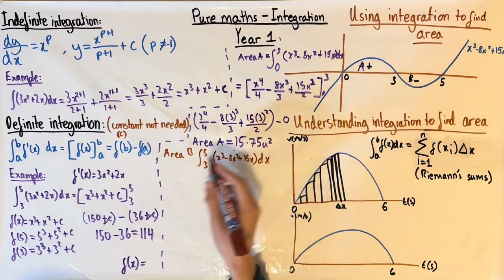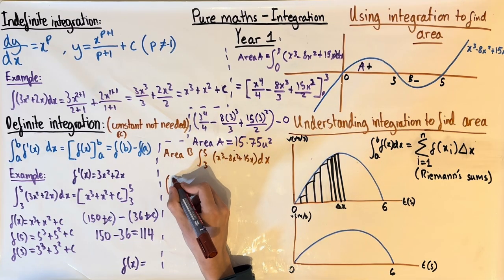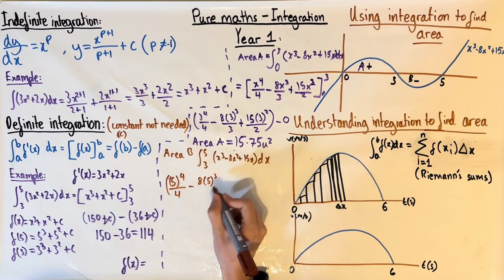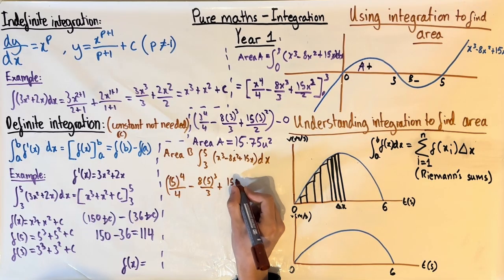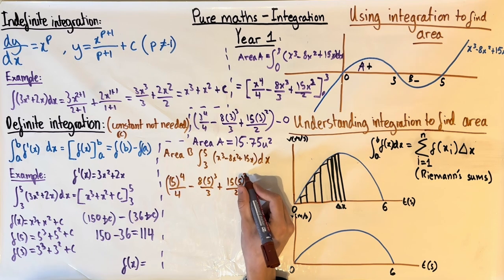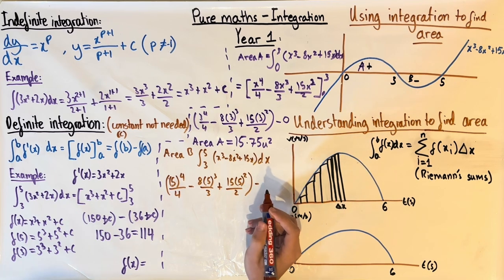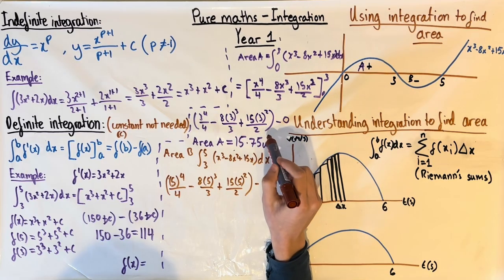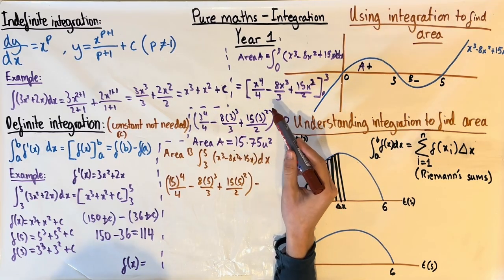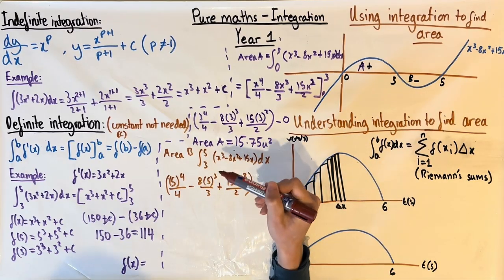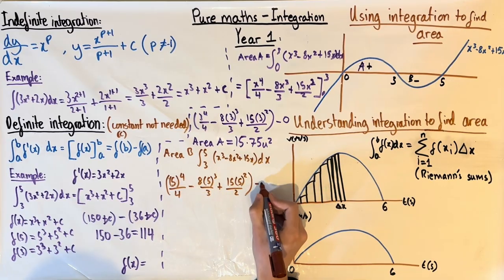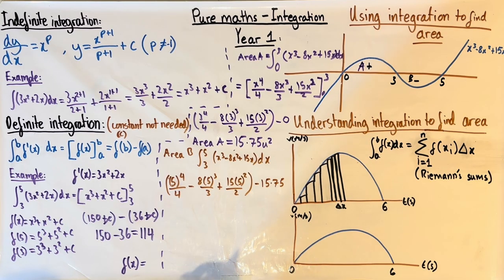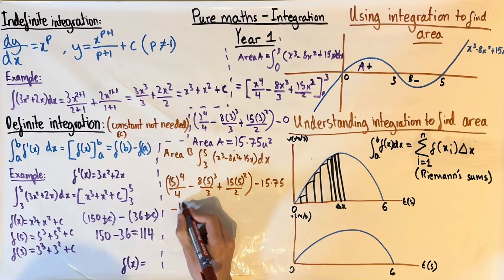Okay, and we've already done this, so we can just skip to the next part, which would be 5 to the power of 4 over 4 minus 8 times 5 to the power of 3 over 3 plus 15 times 5 squared over 2, minus, and we've already calculated what this is. We already substituted in 3. First we had to substitute 5 in, then we had to substitute 3 in and subtract it. So we can just do this minus 15.75, which gives us a value of minus 16 over 3.